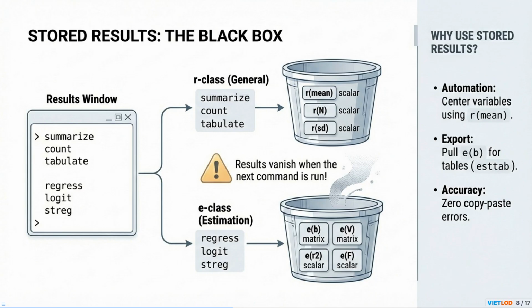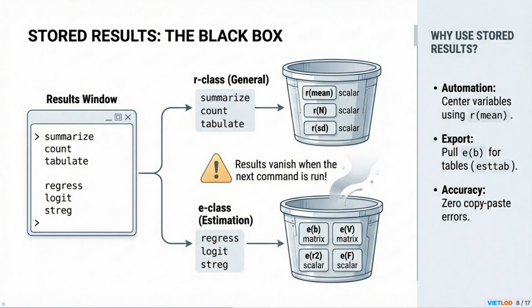After you run a command, Stata stores key results in memory. These are categorized into two classes. R-class results come from general commands like summarize, count, or tabulate. They contain things like the mean, standard deviation, or count. E-class results come from estimation commands like regress or logit. They contain more complex information, such as the coefficient vector, e(b), the variance-covariance matrix, e(V), and scalars like the r-squared, e(r2).